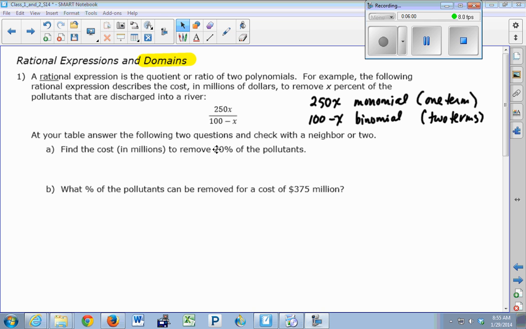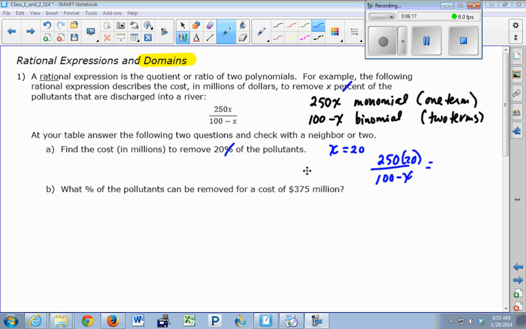So when you read this 20%, the percents are already taken care of with that symbol and that word. So the value for X is 20. So when you put 20 in for X and you solve this, what do you come up with? 62.5 million, something like that? 62.5. So right now, that's the answer. It has no units on it. So don't stick a dollar sign in front of it or put millions after it. You do that when you then write your sentence to respond to the question or the statement.